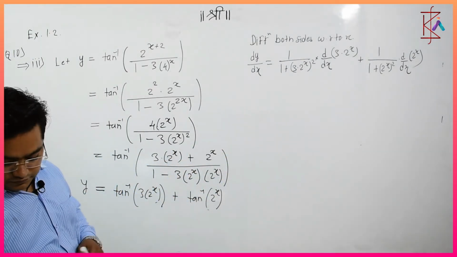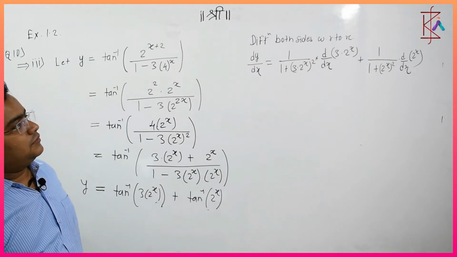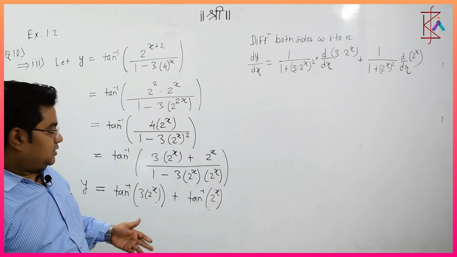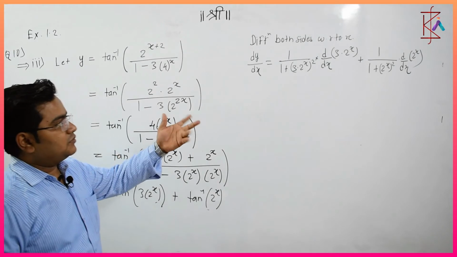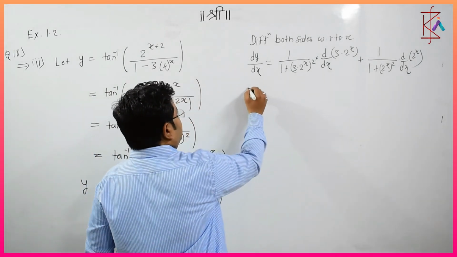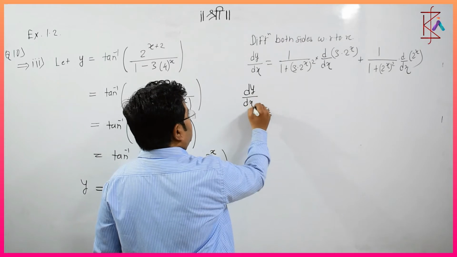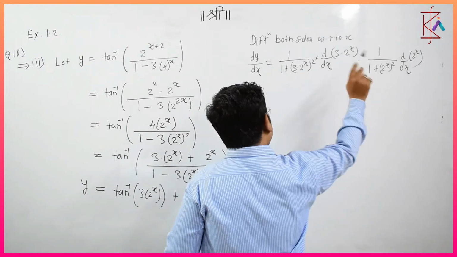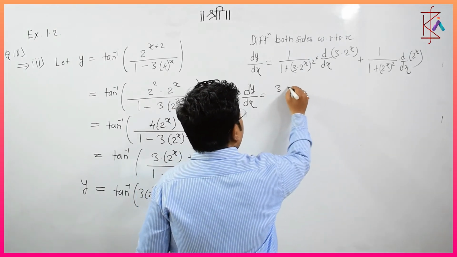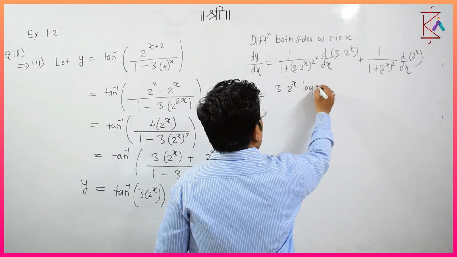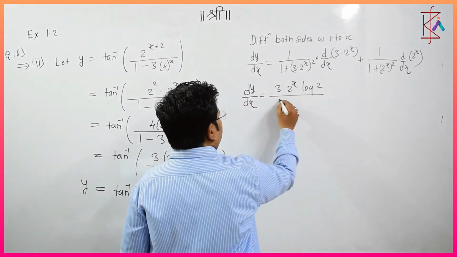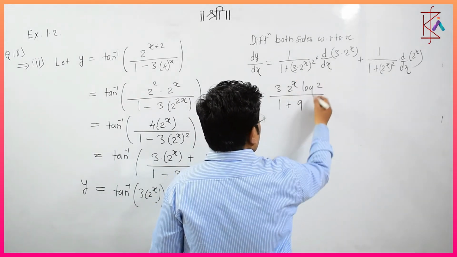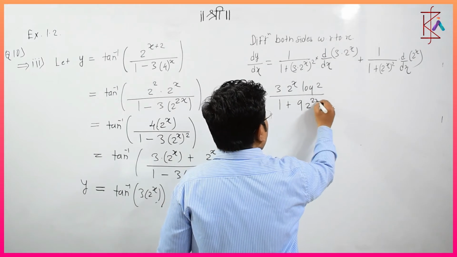Now, due to which this equation was complicated, this was the situation. Now we simplified step by step and came to this point. Just differentiating both sides, you will get this. Again simplified. So dy/dx is equal to, what is the derivative of this? 3·2^x·log 2, divided by 1 + 9 into 2^x squared, which will be 2^(2x).